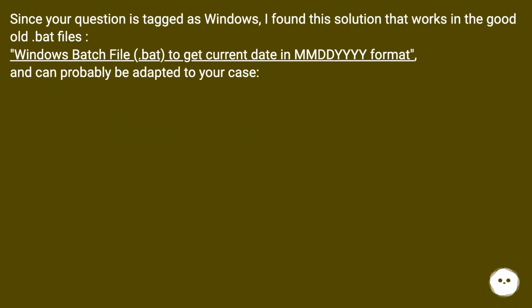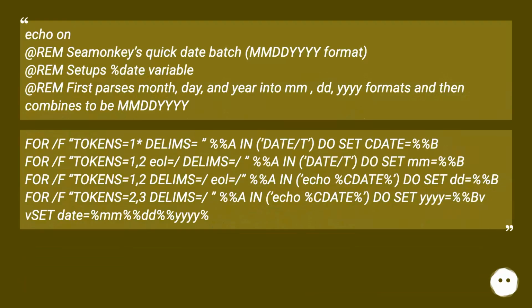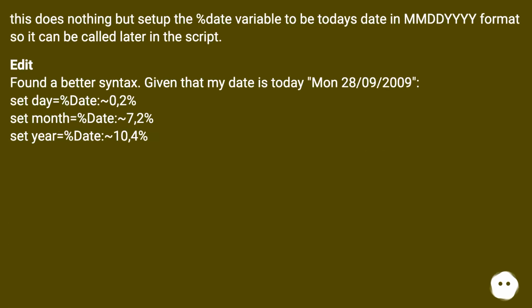Since your question is tagged as Windows, I found this solution that works in the good old .bat files. Windows batch file, .bat, to get current date in MMDDYYYY format. And can probably be adapted to your case. This does nothing but set up the %date variable to be today's date in MMDDYYYY format, so it can be called later in the script.